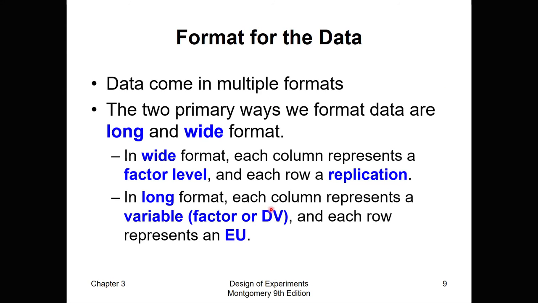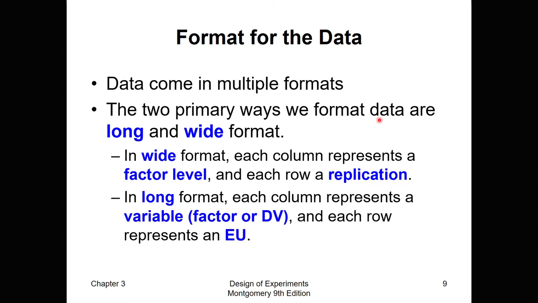Now in long format, each column represents a variable, and this is a little different. And then each row represents an experimental unit. So instead of having a column per factor level, you'll have a column that says factor 1, and the entries within that column will be level 1, level 2, level 3. And then you'll have a column that says outcome, or whatever your dependent variable is, and the entries are whatever that outcome is for that particular observation.